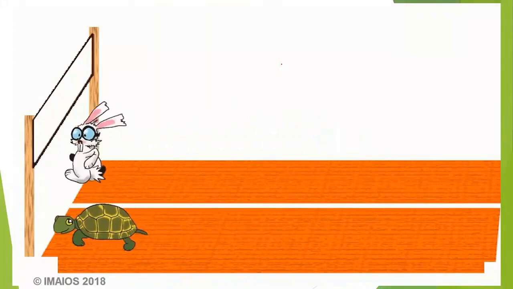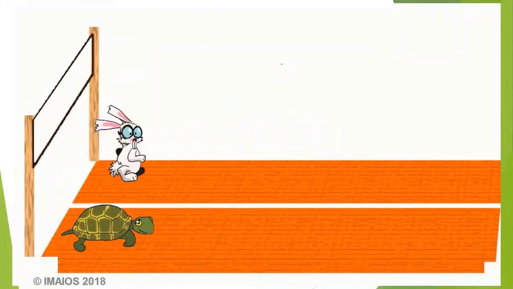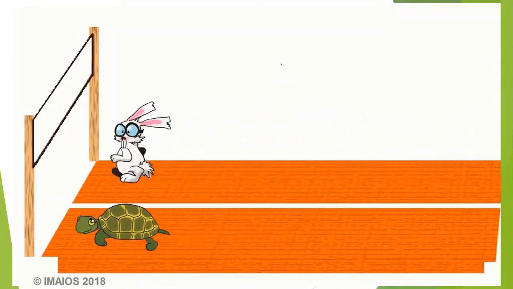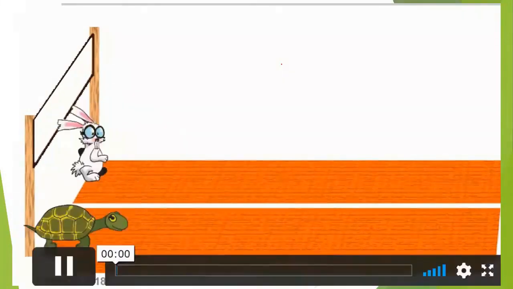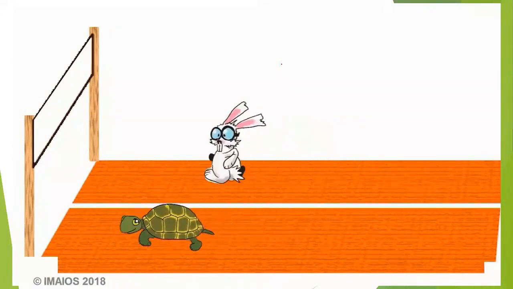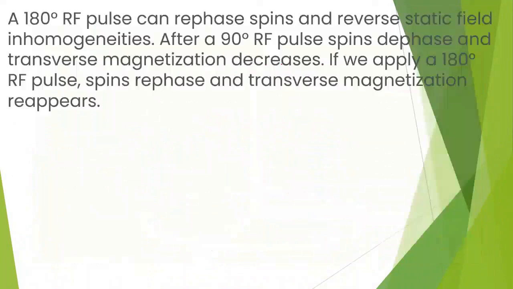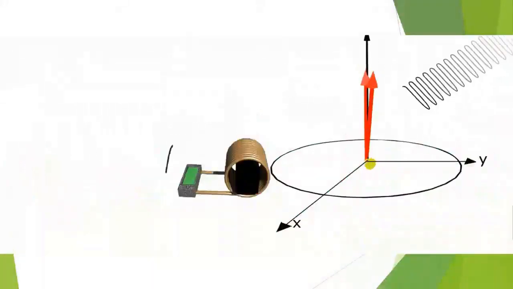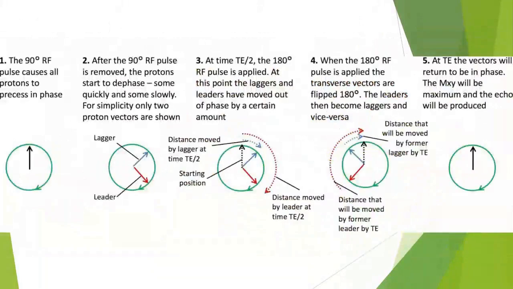The turtle. When you give the 180 pulse, the one that was racing comes closer to the turtle, so both meet at a certain point. All right. What happened? I gave the 90 pulse. I'm sorry. The dephasing happened.